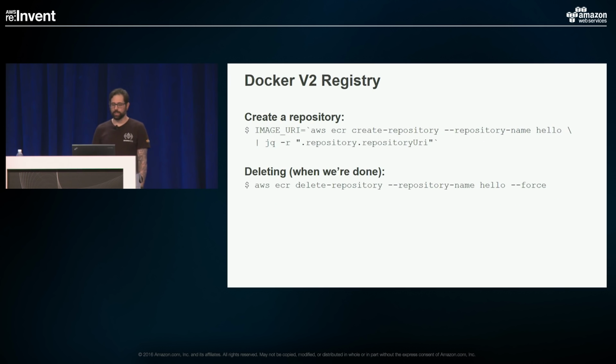So now we're going to go ahead and create a repository here on ECR. We're going to create our hello. We're going to go back to our original example that we had built before, and we're going to save off that image URI so we know exactly what URI to provide when we're actually going to tag our image.